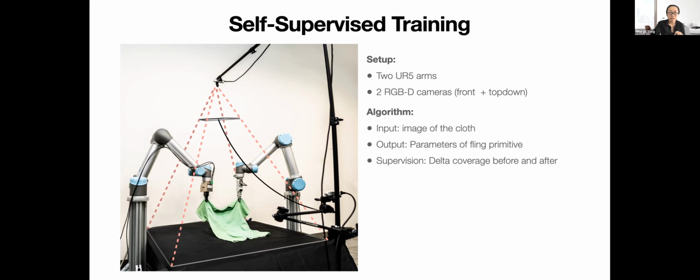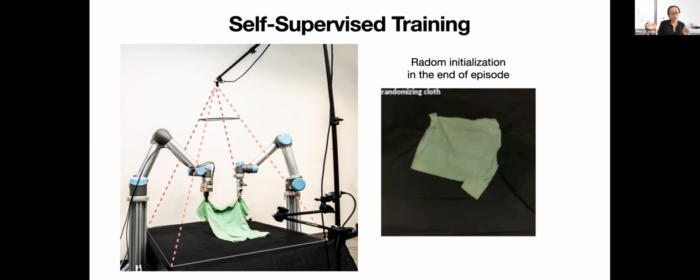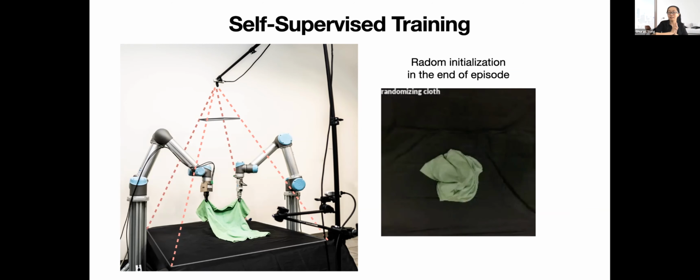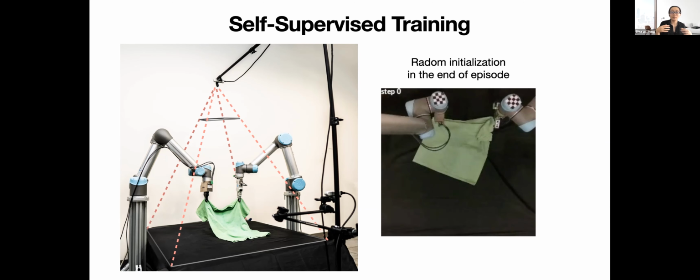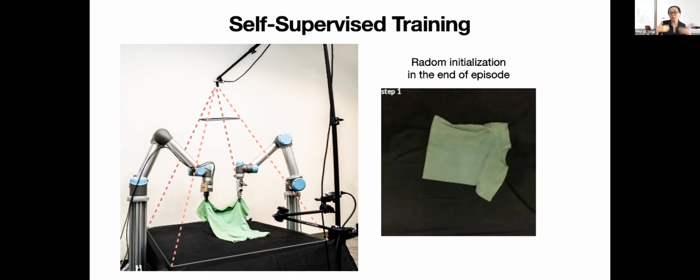After each action, the top-down camera captures an image of the cloth and computes the delta coverage of the cloth before and after this interaction, and uses that as a supervision signal for network training. Then at the end of each episode, the system automatically resets the cloth's initial state by randomly picking and dropping the cloth back onto the workspace like this. As a result, the whole system is able to learn how to unfold the cloth with only self-supervision signals from the top-down camera.